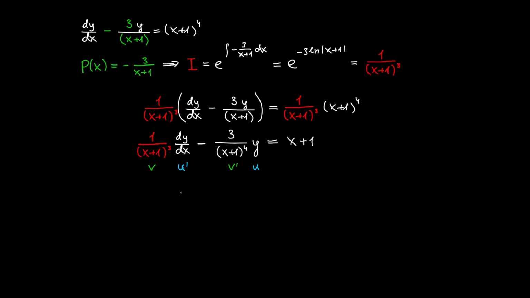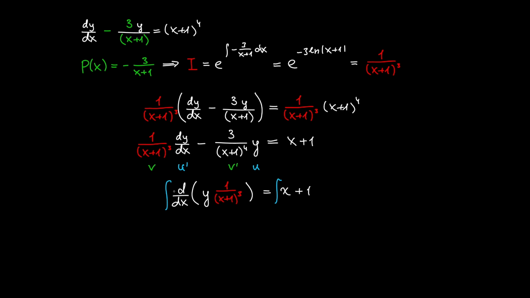So technically that means on the left-hand side, I can rewrite this in a more compact way. I can write it as the derivative of the u function multiplied by the v function. So in our case, that would be y multiplied by 1 divided by x plus 1 to the power of 3. At this point, you can simply integrate both sides.